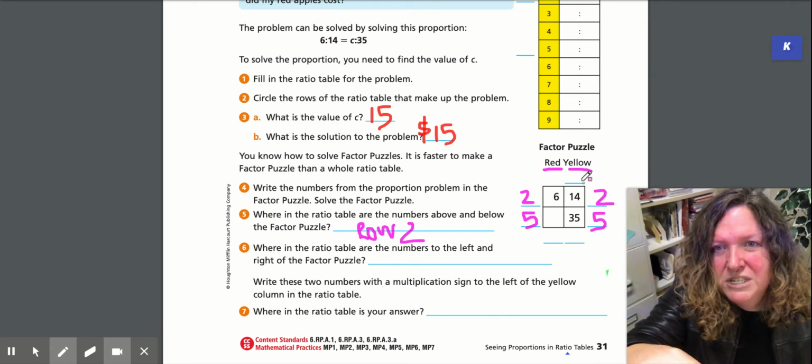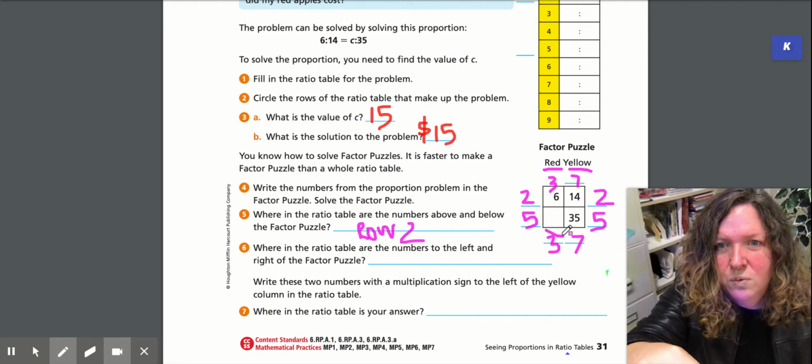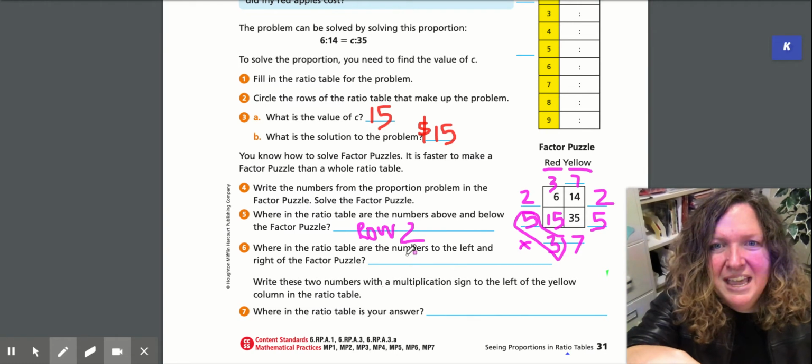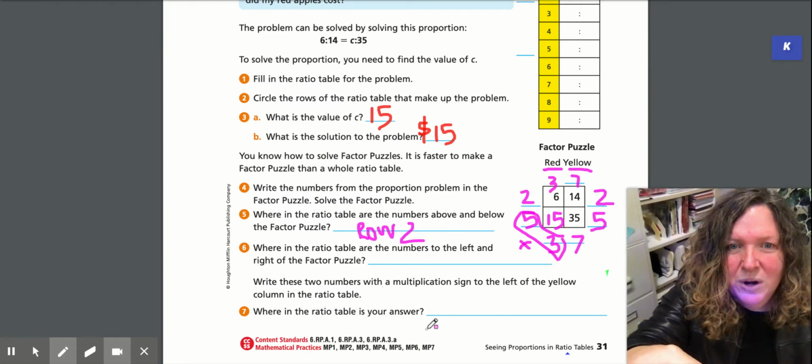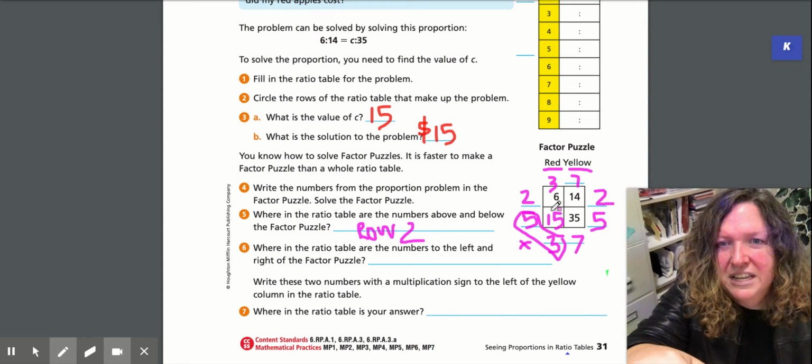Now we just have to solve this one. We know 2 times some number gives us 14. So we know that's the 7 column. If it's in the 7 column on top, we know it's in the 7 column on the bottom. Now, 2 times something gives us 6. We know that's 3. If it's in the 3 column up here, it's in the 3 column down there. We know that the 2 numbers on the outside, we multiply 5 times 3, and that gives us 15. Look at that. We've arrived at the exact same answer. There it is. Where in the ratio table is your answer? It's right there in the missing number.